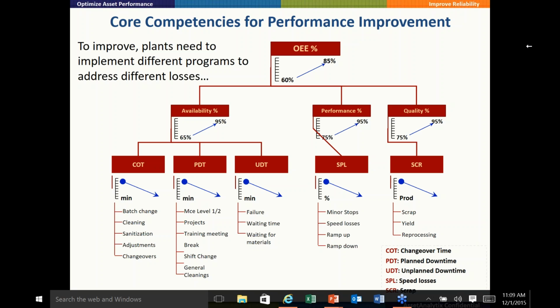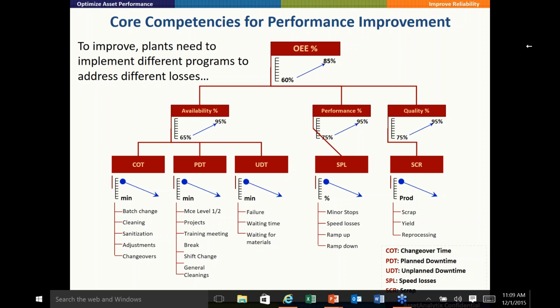So when we're looking at change over time, we've got to improve change over time. Well, how do we improve change over time? Well, we're going to improve it because we're going to improve batch change. We're going to improve cleaning. We're going to improve sanitation, adjustments, changeovers. So if we're going to improve speed losses from a performance issue, how are we going to do that? We're going to improve minor stops, speed, all the types of things that we need to improve that eventually will get us to the OEE.